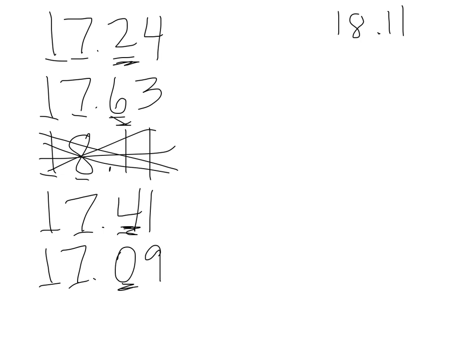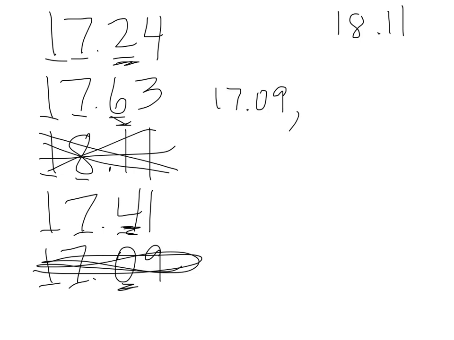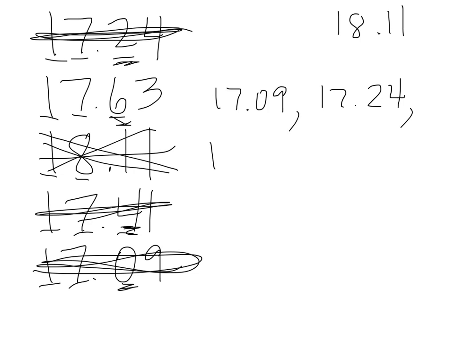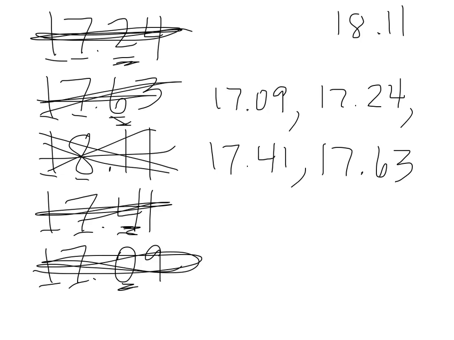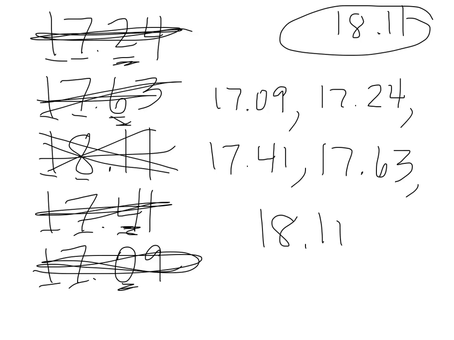The smallest one would be 17.09. We'll cross that one off. The next smallest would be 17.24. After that would be 17.41. Then we have 17.63. And don't forget about the largest one, which is 18.11. So if you think of these like money, of course $17.09 would be the smallest, and $18.11 would be the largest.